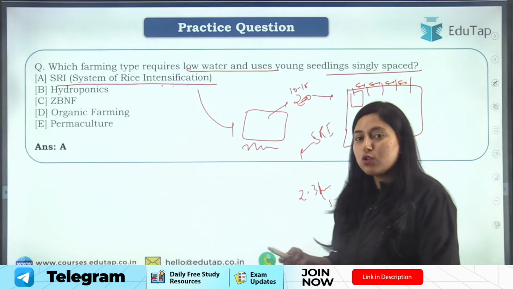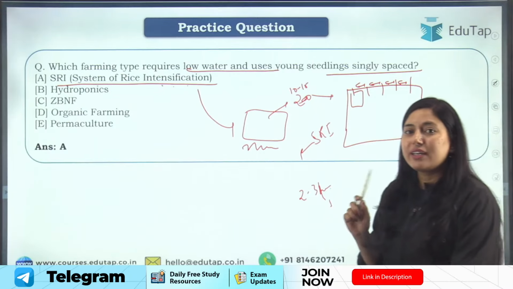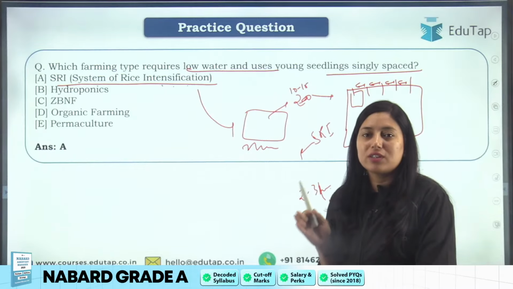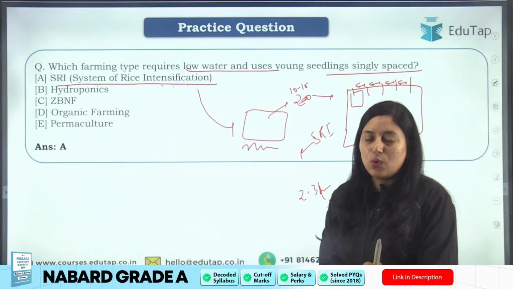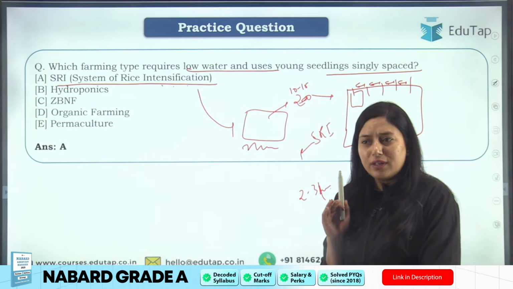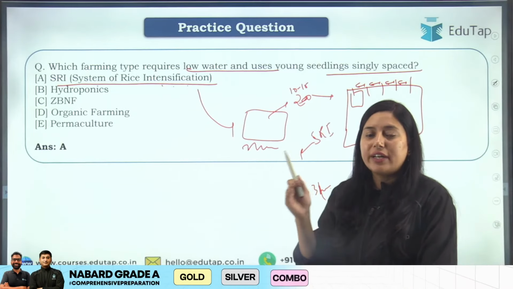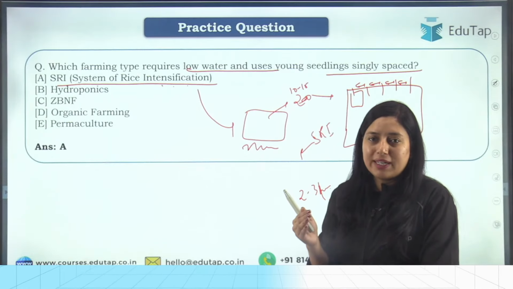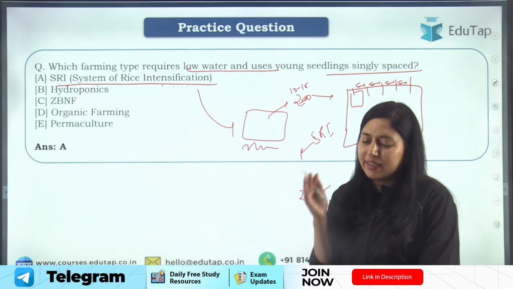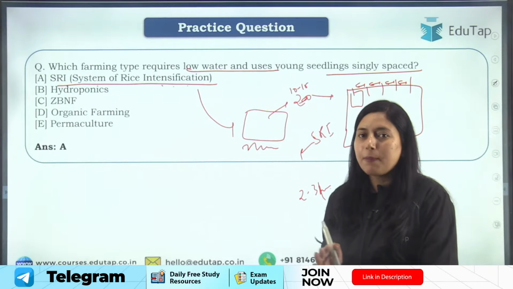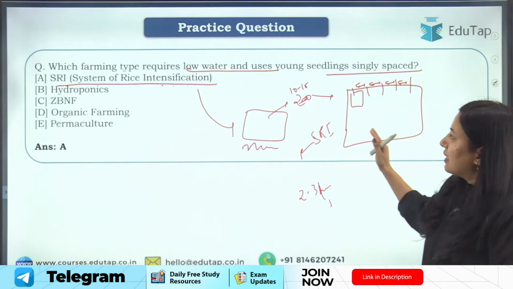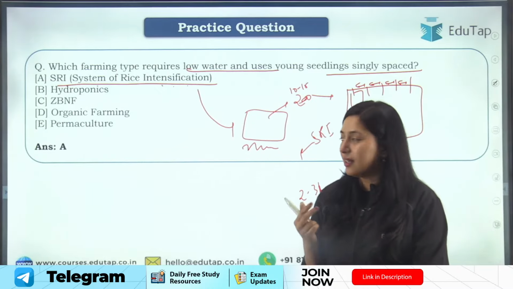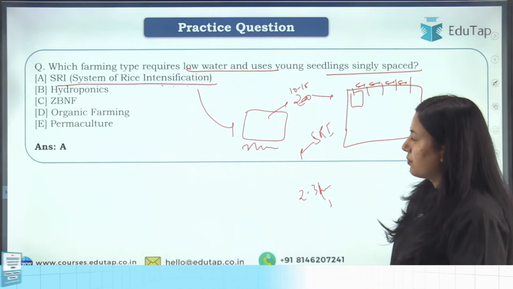Also in SRI we do not create flood conditions. We do not require the amount of water that we need in the transplanting case. In SRI, irrigation is given at a particular interval, and there is a proper drying and wetting period. Means for a time irrigation is given, and then for a time it will be stopped. Okay? So this is a method where we can save a lot of water, still grow rice and get a good yield. Clear? So this is about this particular question.